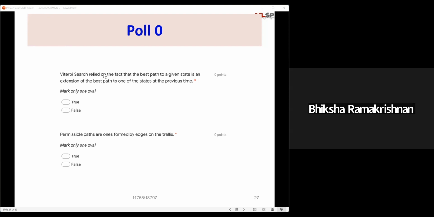True or false, guys? Okay. And permissible paths are ones formed by edges on the trellis. True or false? True or false? Folks? Okay, why don't you show me with a thumbs up for subsequent polls, when I ask you a question.